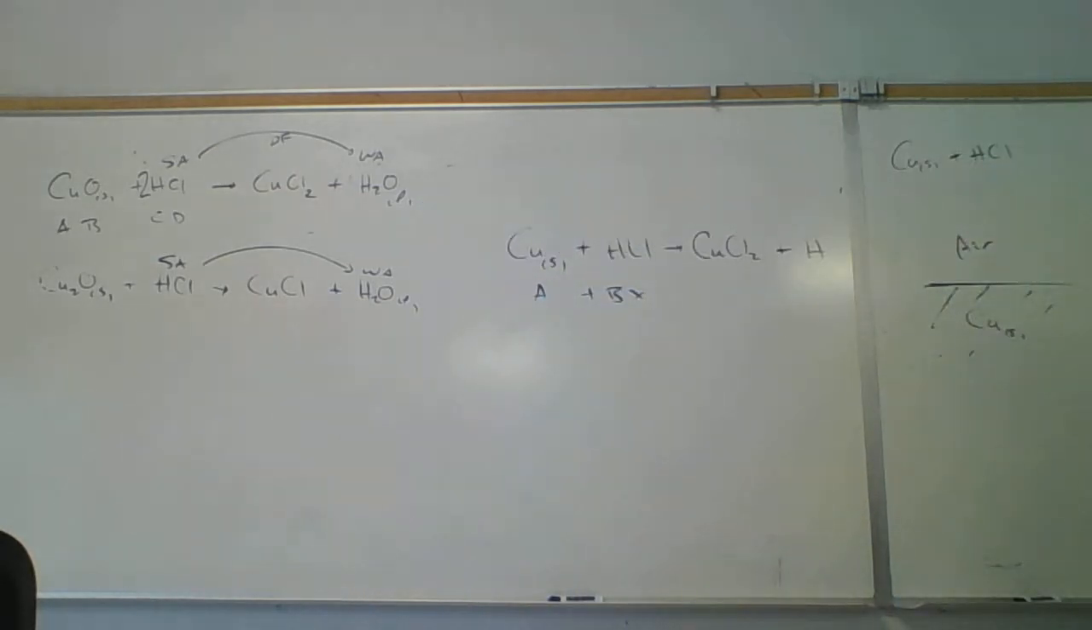How we tell is we just look at the chart. The chart's going to tell you the copper is going to go straight to copper 2. It doesn't stop at copper 1. If it went from copper to copper 1 and then copper 1 went to copper 2, then we go to copper 1. But in this case, it just goes straight to copper 2.